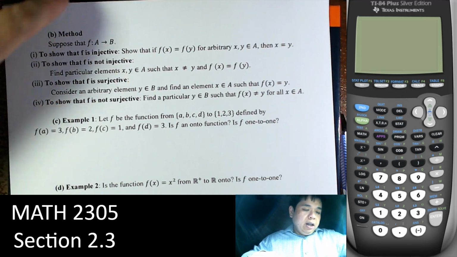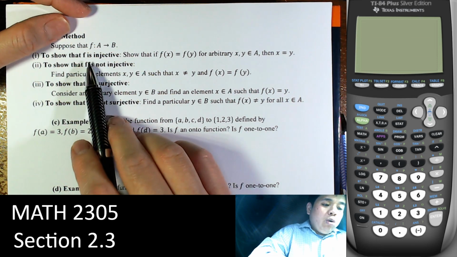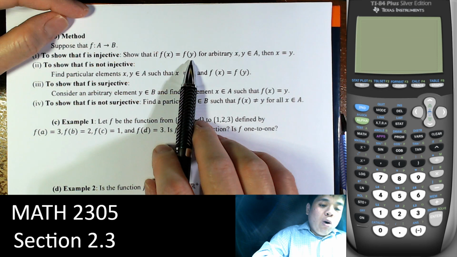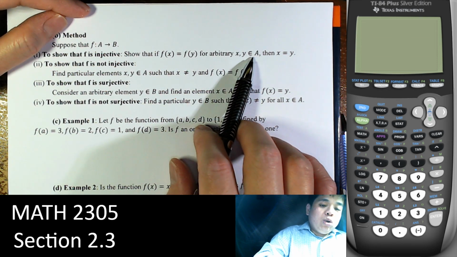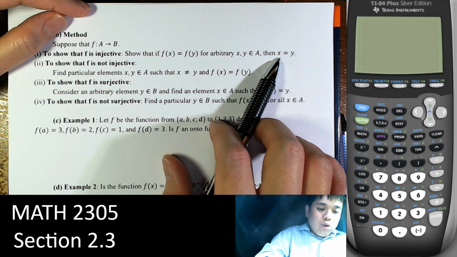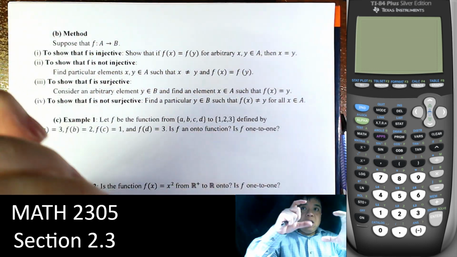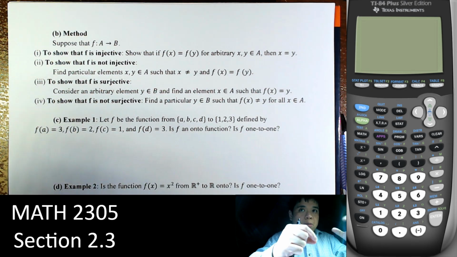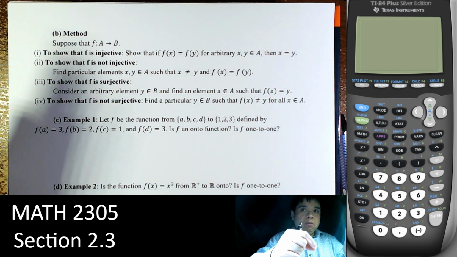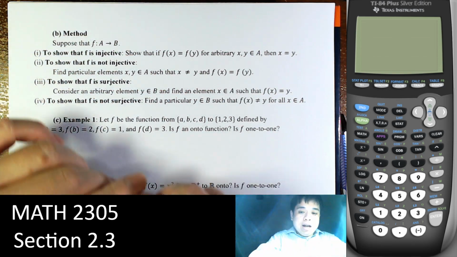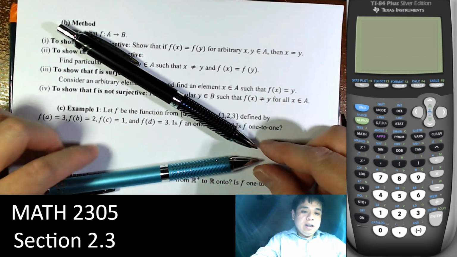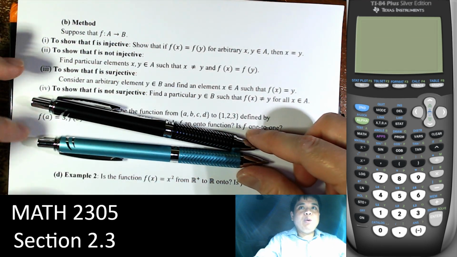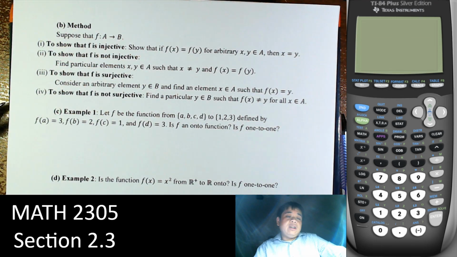Now the method. This will tell us to show that f is injective, we show that if f of x equals f of y, where x and y belong to A, then x equals y. Meaning that if the targets are the same, those 2 arrows have to come from the same origin. If 2 arrows come to the same point, they have to start from the same point. That's essentially what injective means.